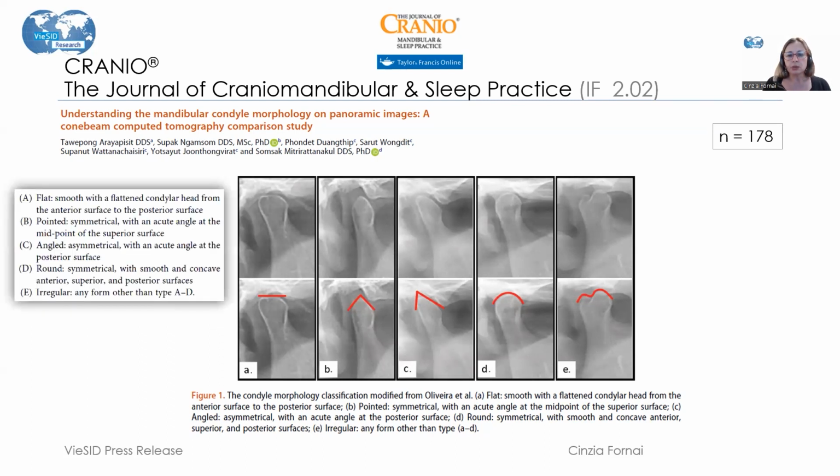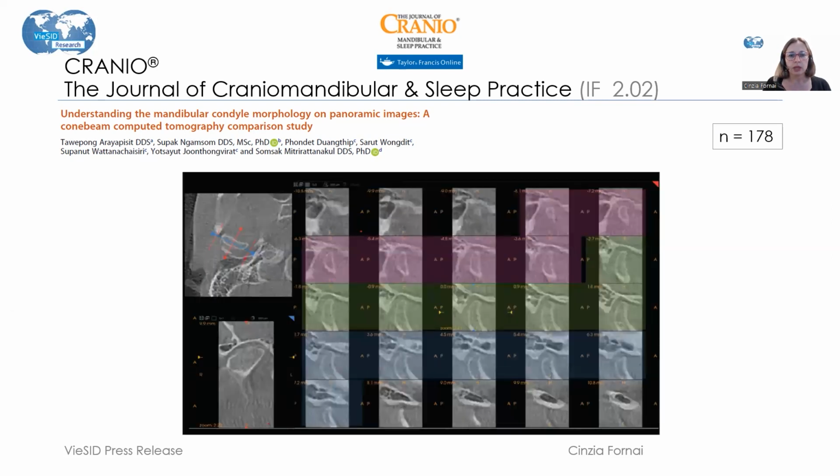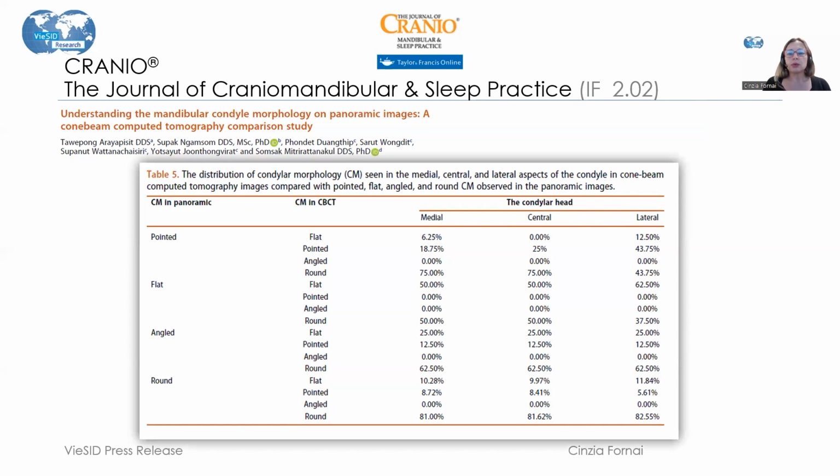This includes the following morphologies from left to right in the figure: flat, pointed, angled, round, and irregular. CBCT images, which were taken within 6 months from the panoramic images, were evaluated on the different planes to assess the shape of the medial, lateral, and central aspects of the condyles. Let's now explore the table reporting the main outcomes of the study.